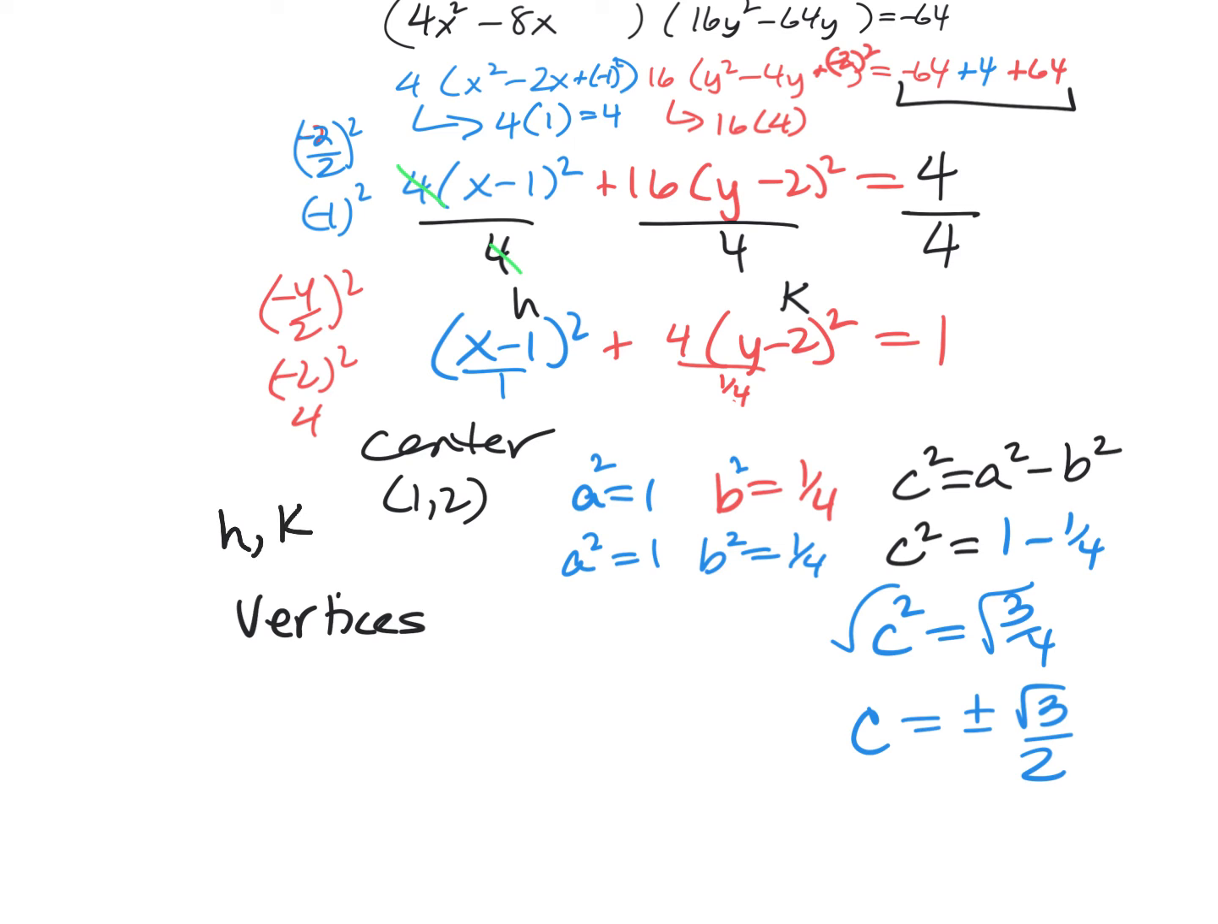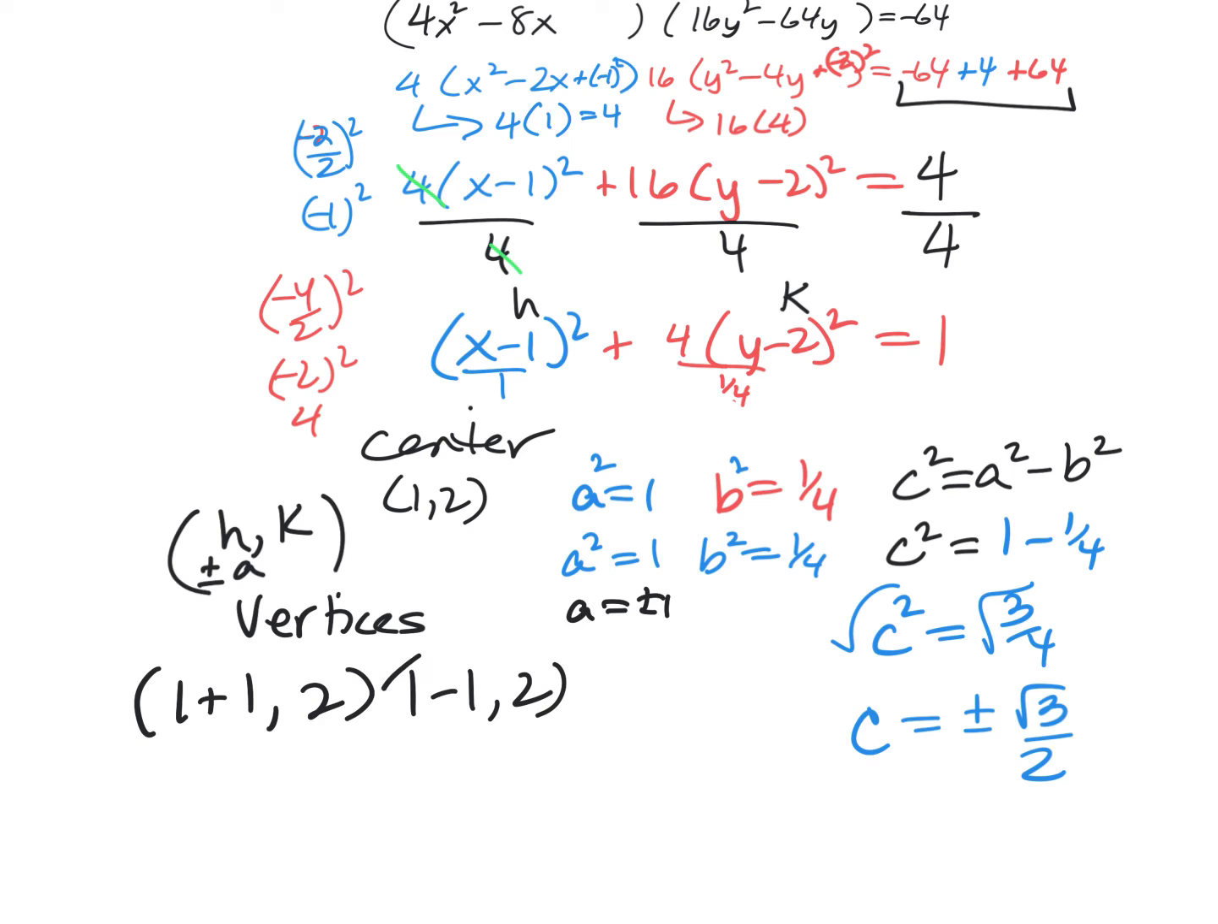This is H, K. Since the a squared is under the x, I'm adding a plus and minus to the h. So here I would get 1 plus 1, comma 2, because when I square root it, it's plus and minus 1, comma 2. And then 1 minus 1, comma 2. So I have vertices at 2, 2 and 0, 2.